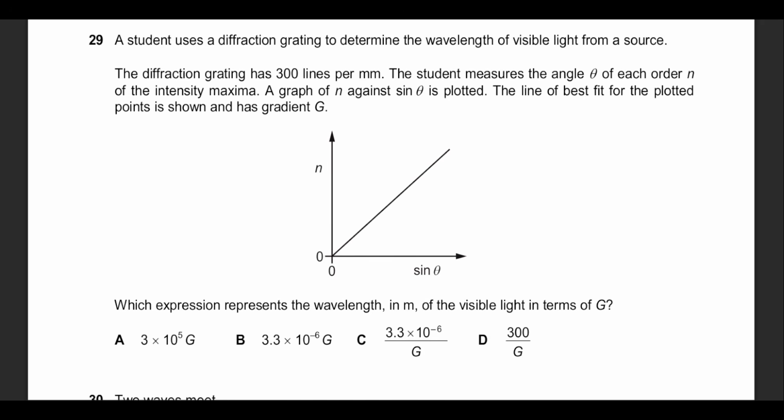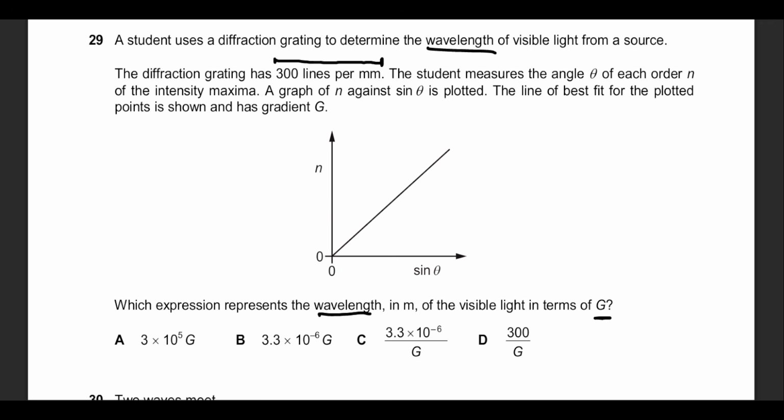Students use the diffraction grating to determine the wavelength of the visible light from a source. The diffraction grating has 300 lines per millimeter. And I explained in my videos how to tackle this problem, interestingly, and being more clever. So the student measures the angle theta of each order of intensity maxima, plots the graph of n against sine theta, everything is explained to you. It says which expression gives the wavelength in terms of the gradient.